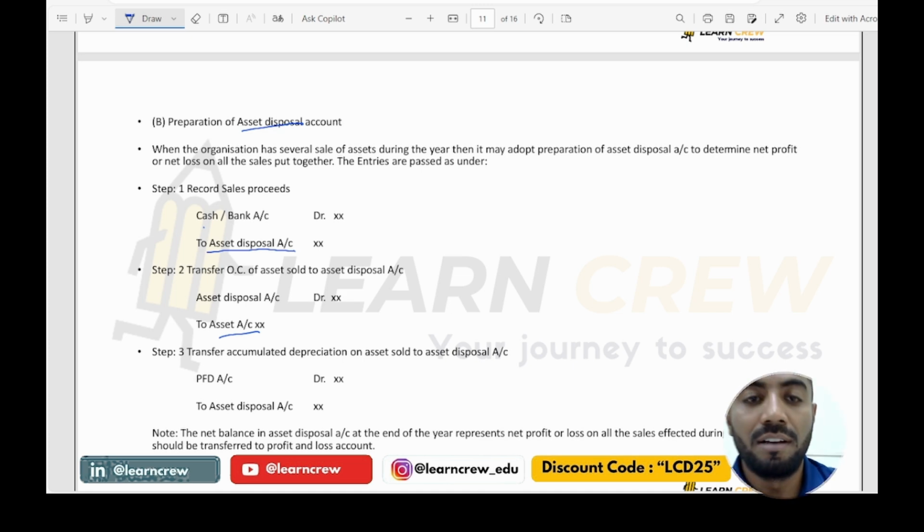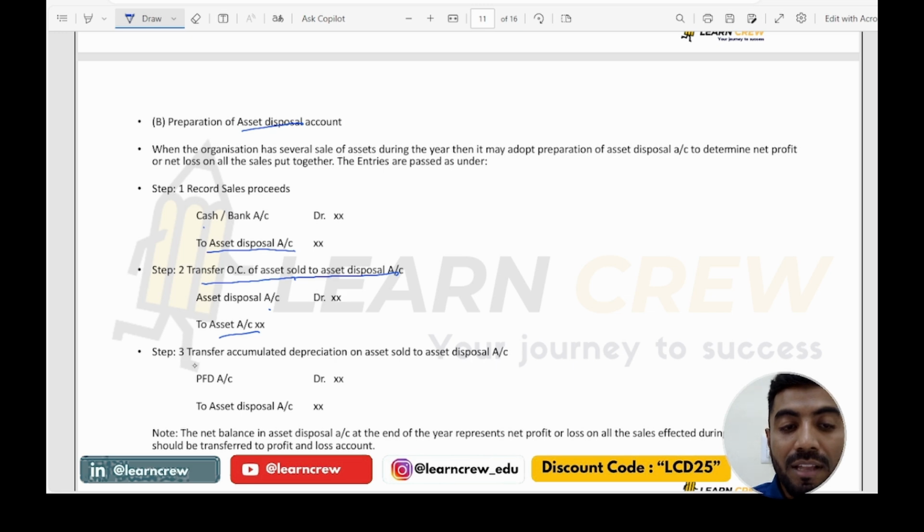Now, after 3 years, they have disposed of the asset. That is when they'll have an asset disposal account. In that account, they'll transfer whatever proceeds they've received. Then they'll transfer the original cost of the asset to the asset disposal account. Then on that, whatever the profit or loss is, it should be identified.